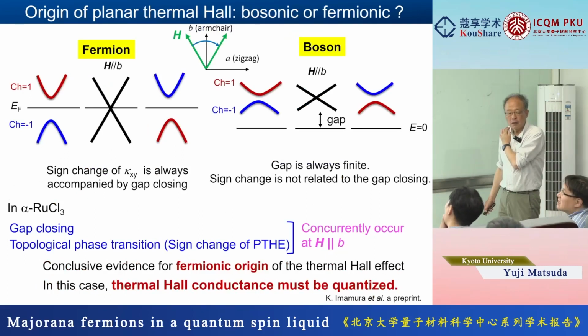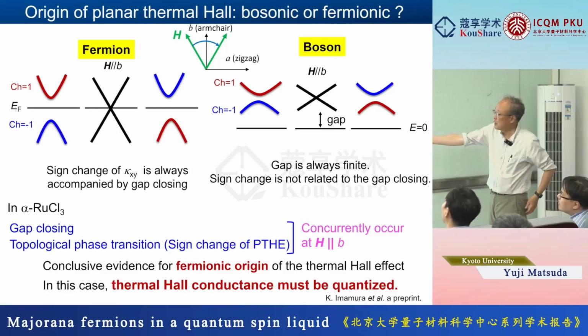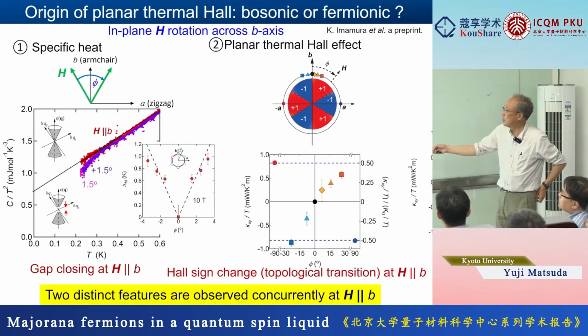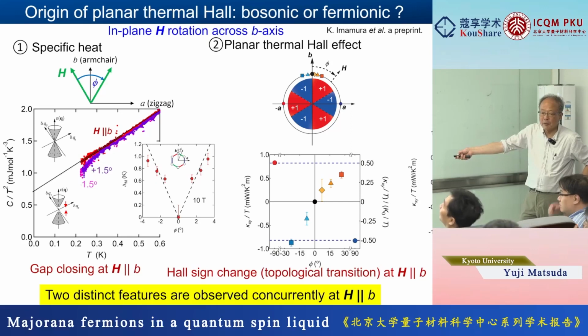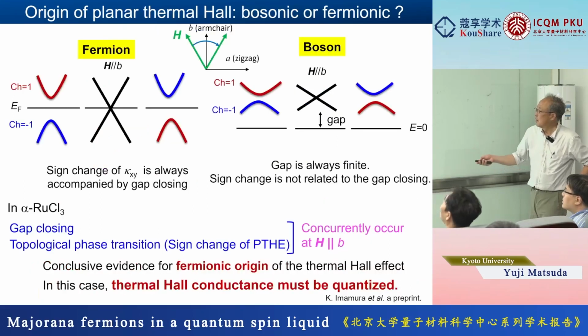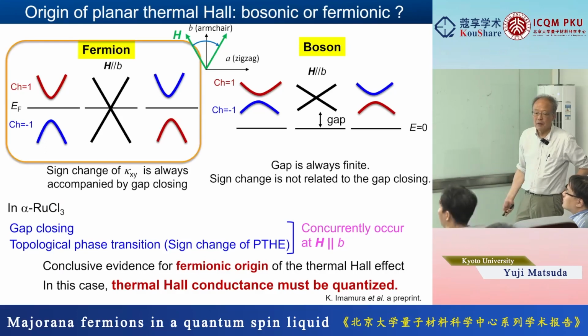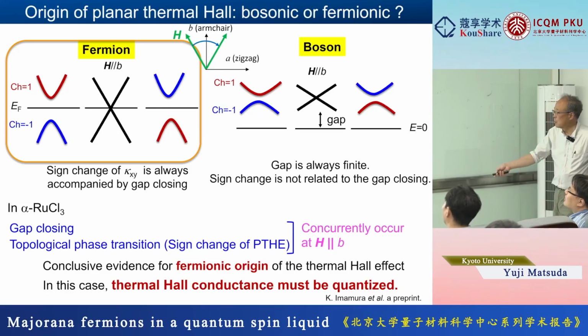That gap is detected another way, by a different method to measure the gap. Yeah, this gap is measured by specific heat. This is a thermodynamic measurement. Then it closes the gap. This is the thermal Hall. Then our conclusion is that this is a fermion. This is quite a general argument, so we can conclude that.